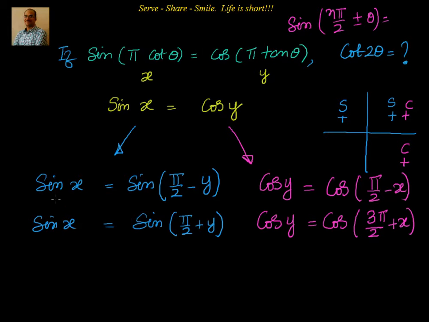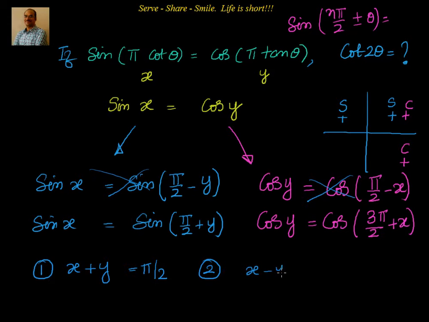What we will do now is strip those trigonometric functions and equate the angles. If I look at the first one, x equals π/2 − y, or y equals π/2 − x. Both of them give me only one condition, that x + y is equal to π/2. This is my first condition. Okay, let's go to the second condition. I have sin x equal to sin(π/2 + y). That means x − y is equal to π/2. That is the second condition.